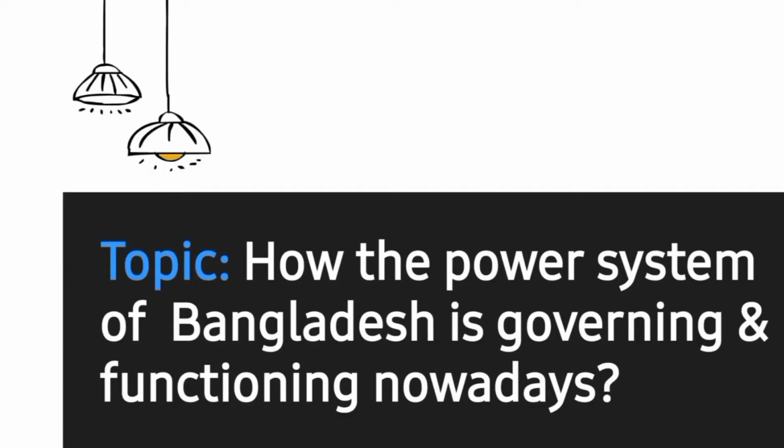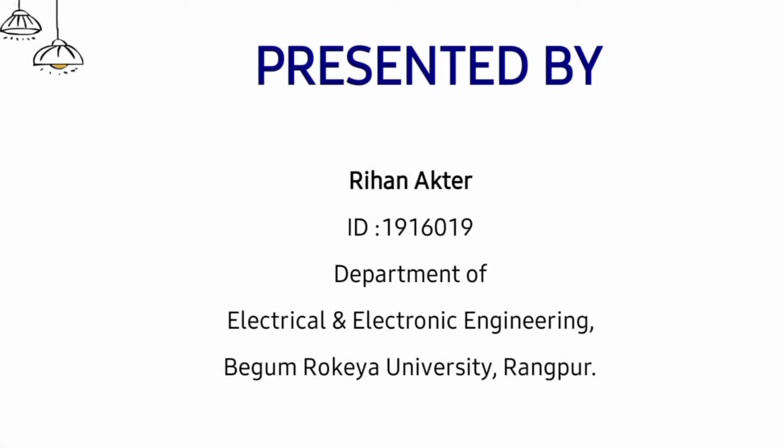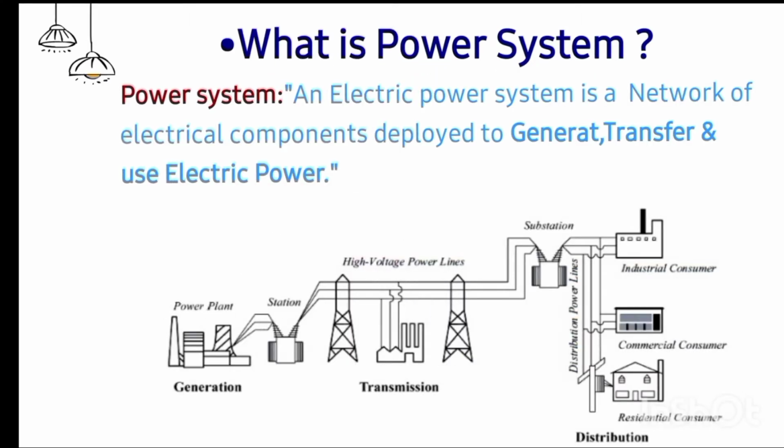Today I am going to talk about how the power system of Bangladesh is governing and functioning nowadays. I am Rihan Aktar, from the Department of Electrical and Electronic Engineering at Begum Rokeya University, Rangpur. Before coming to the main topic, one question comes to our mind: what is this power system? Basically, an electric power system is a network of electrical components deployed to generate, transfer and use electric power.